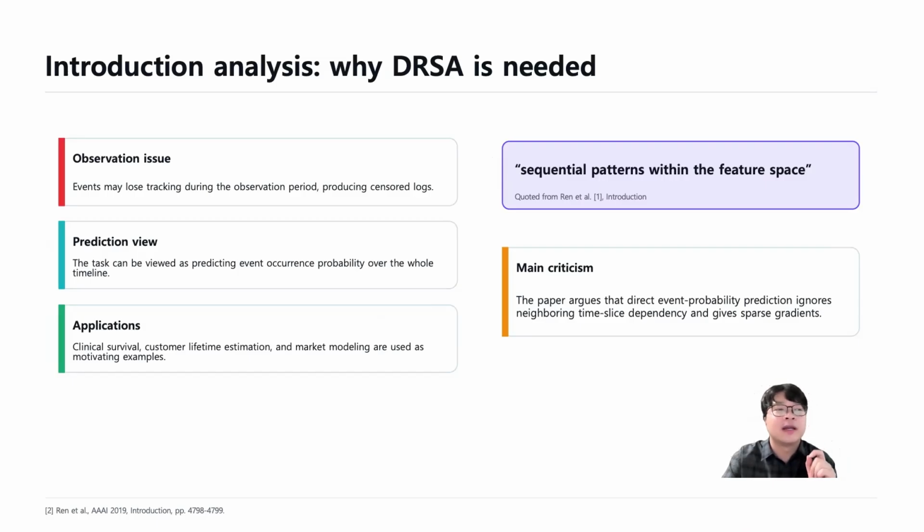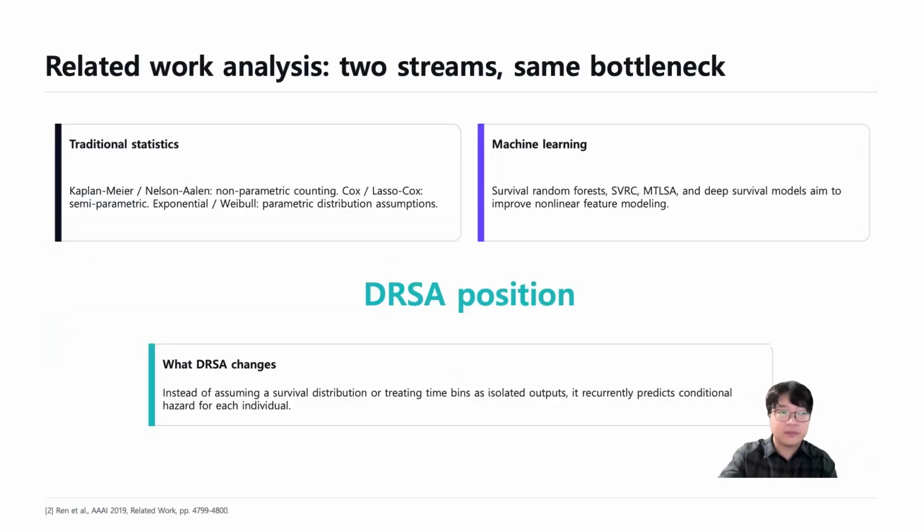The paper also criticizes direct event probability prediction. If we directly predict the probability of an event at each time point, we may ignore the dependence between neighboring time slices. Also, because the event is only observed at one time point, the learning signal can become sparse. DRSA addresses this by modeling the probability of an event in each time interval, conditioned on the event not occurring before that interval. So the introduction reframes survival prediction as a sequential probability modeling problem over the entire timeline.